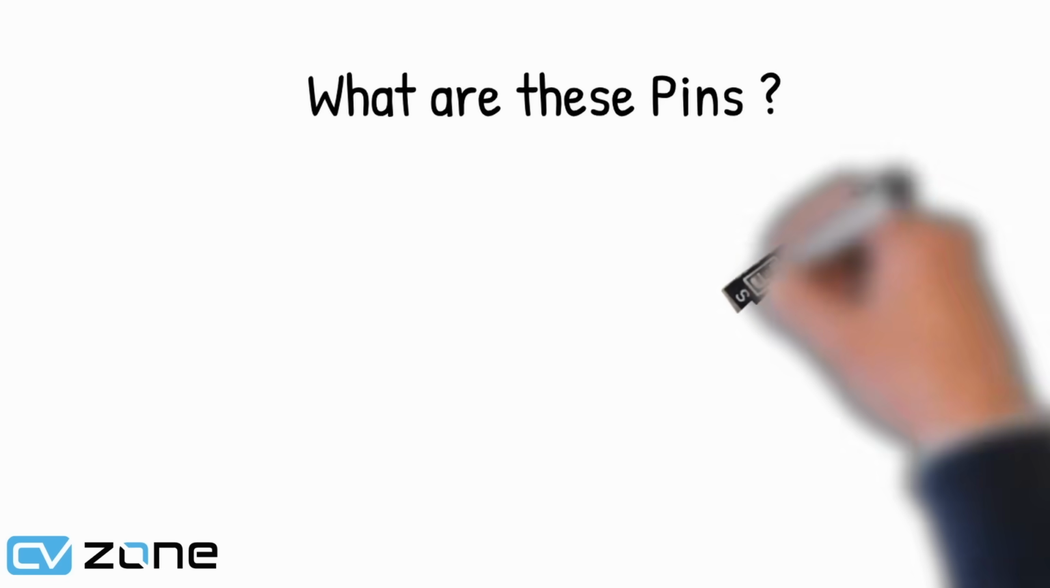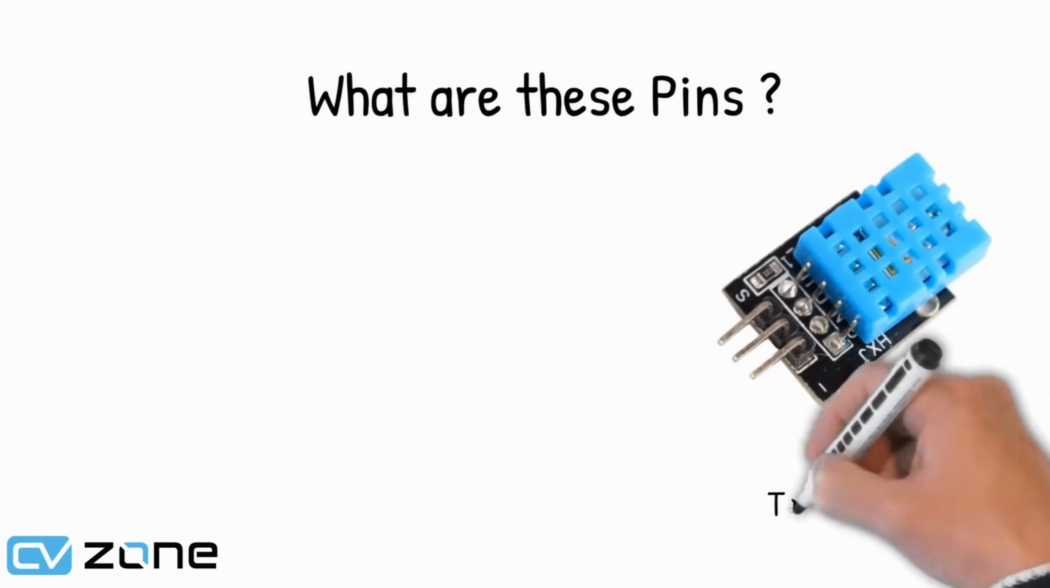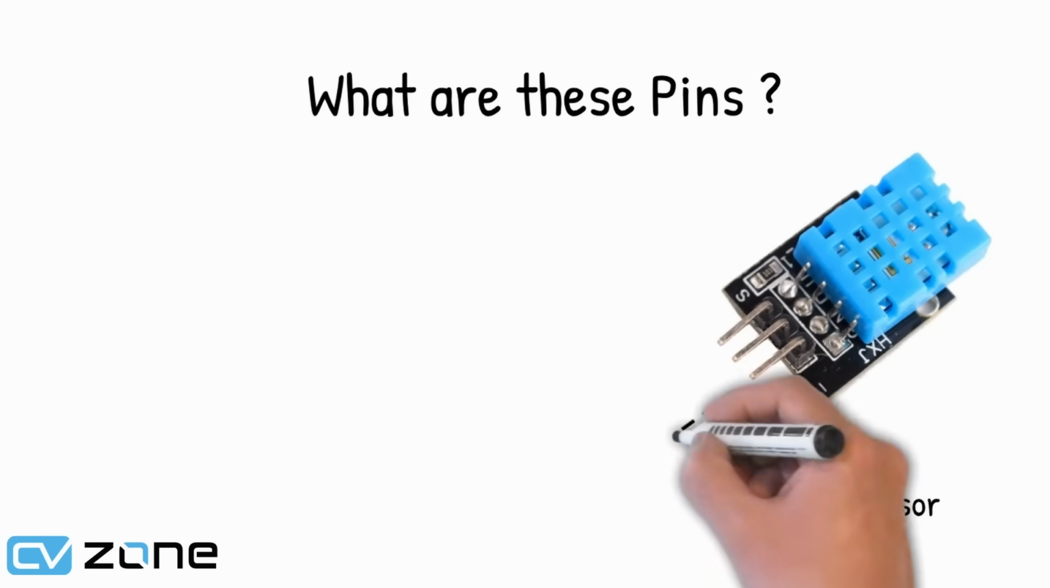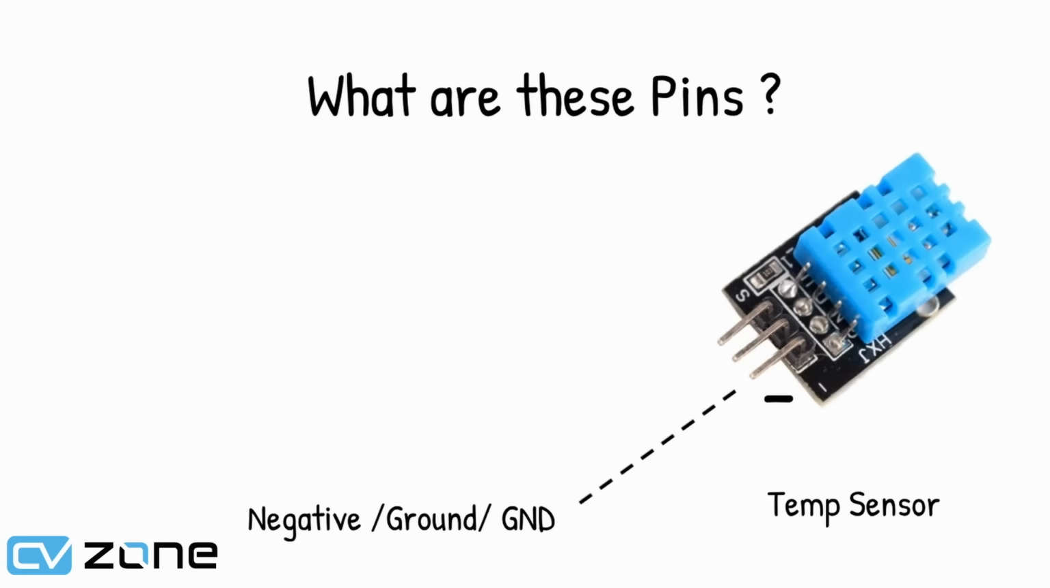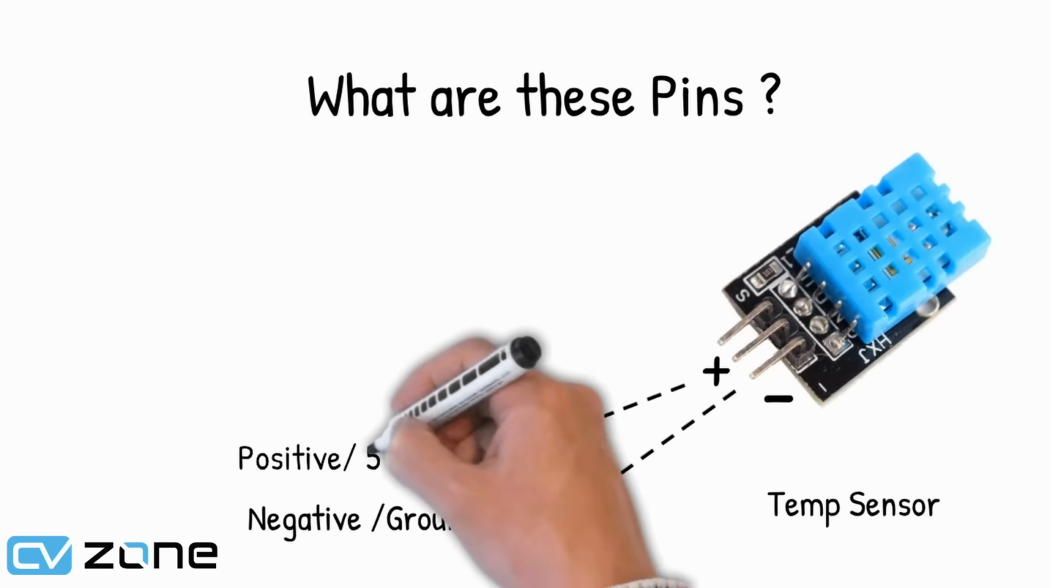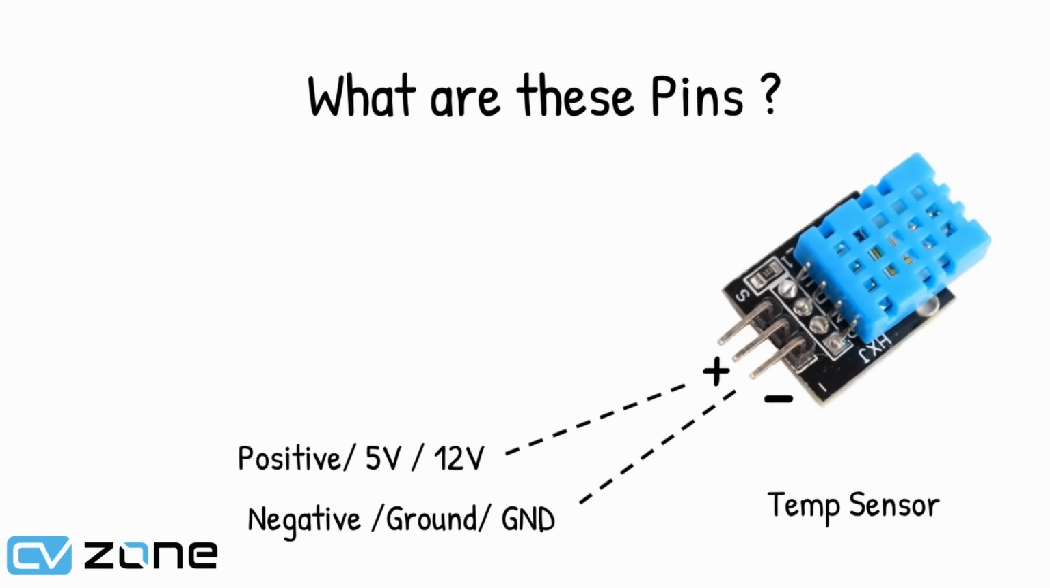Let's take an example. This is a temperature sensor that has 3 pins. The first pin is the negative or the ground. It is also referred to as G and D sometimes. Then we have the positive pin. Most of the times it is denoted by the voltage level, for example 5 volts, 12 volts, and so on. The last pin is the signal pin, mostly written as S.